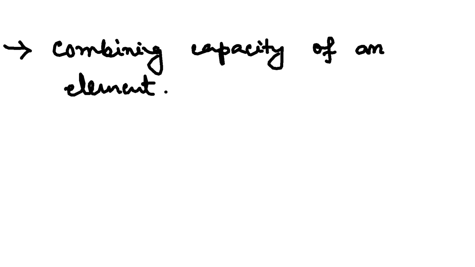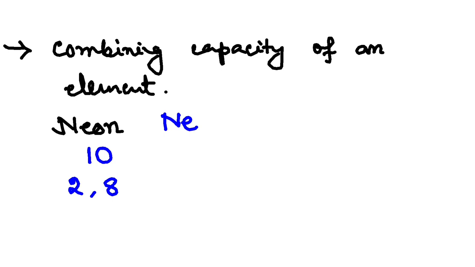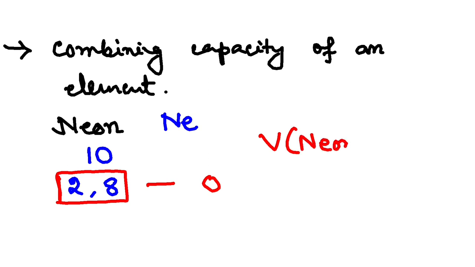Okay, for example, let's say neon. What is the symbol of neon? Ne. What is the atomic number? 10. So let's say electronic configuration is 2, 8. What is it going to do to become stable? Nothing, because it is already stable, isn't it? 2, 8 is already a stable configuration. So what is its combining capacity? Its combining capacity is 0. It doesn't need to combine. So what is the valency of neon? The valency of neon is 0.